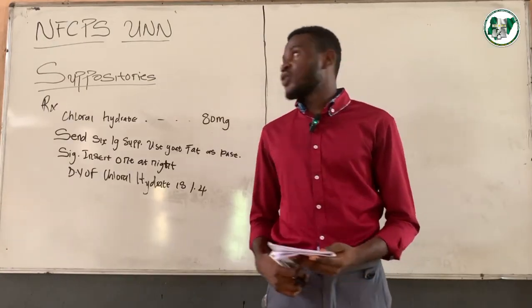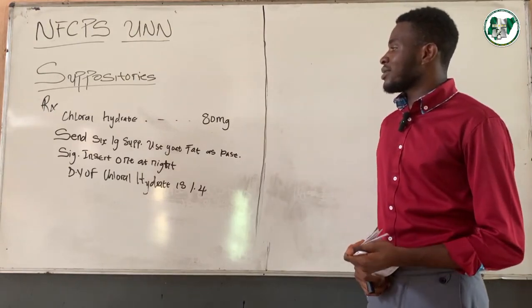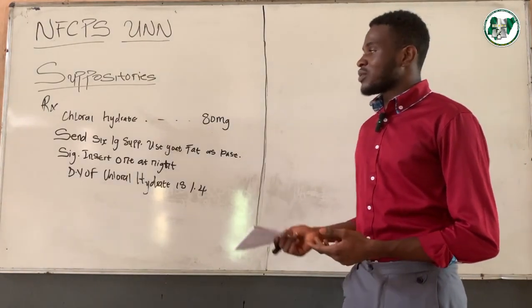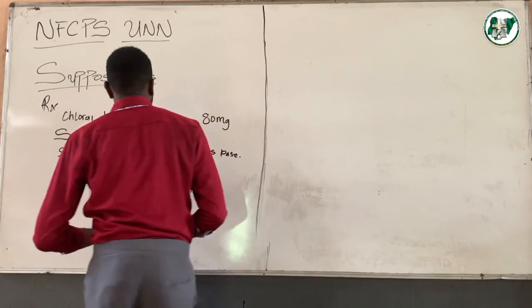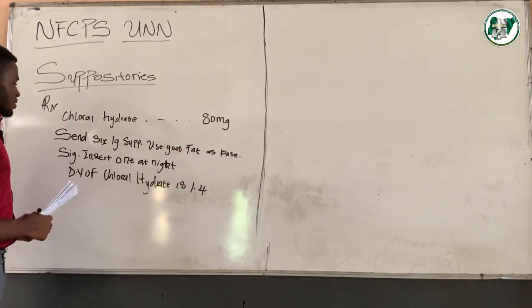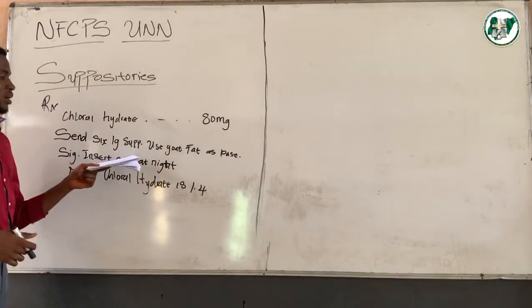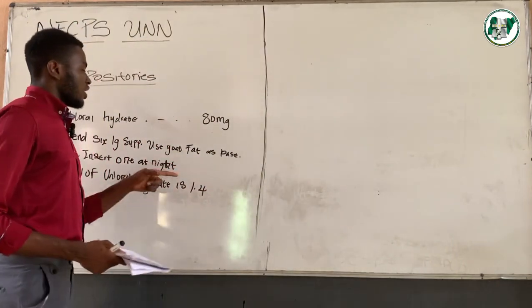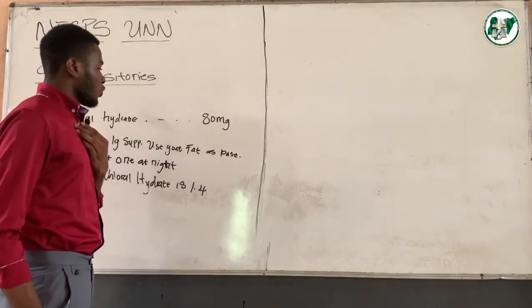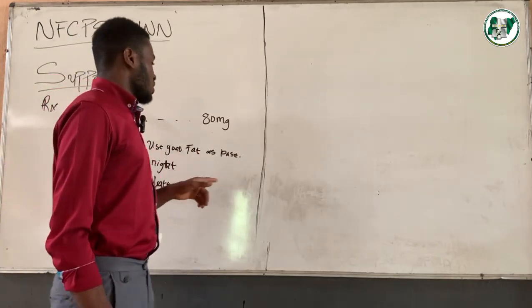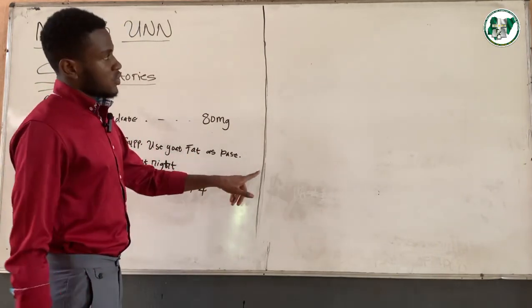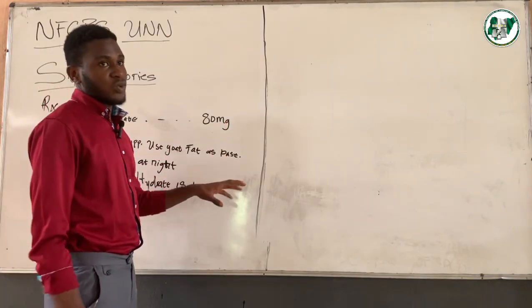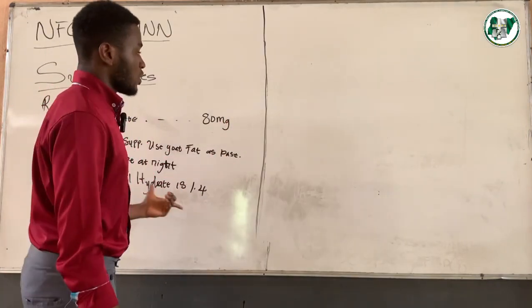Now for this next question, we're going to be interpreting this prescription. Chloral hydrate 80 milligram, and we should send 6, 1 gram suppositories. Use goat fat as our base. Now because we are using goat fat as our base, which is an example of a fatty soluble base, the weight of our base is going to be 1 gram, so it's going to be reflected in our calculation when we are getting the amount of base we are using for this particular preparation.